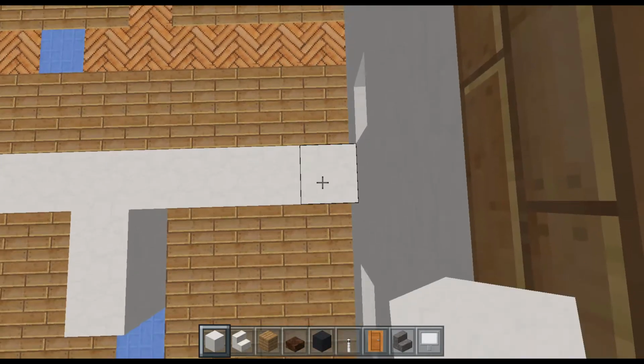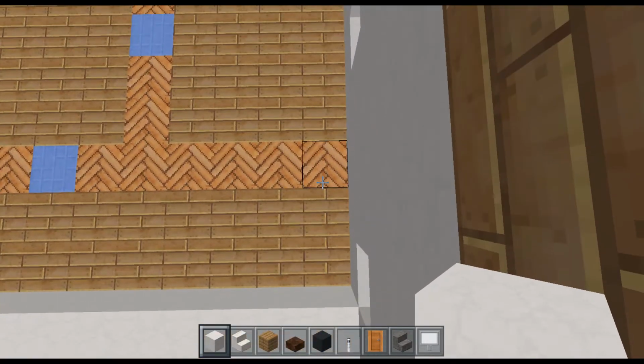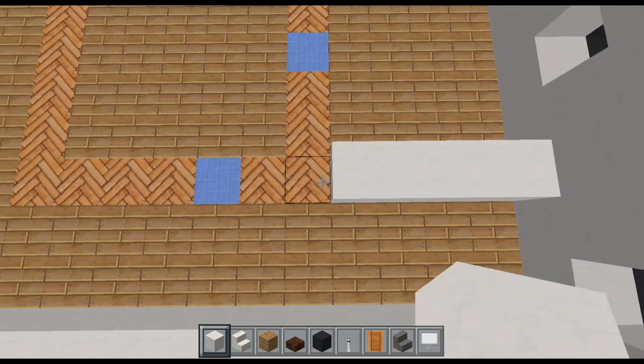And then this is probably one of the last couple of rooms, isn't it, now? Mm-hmm.